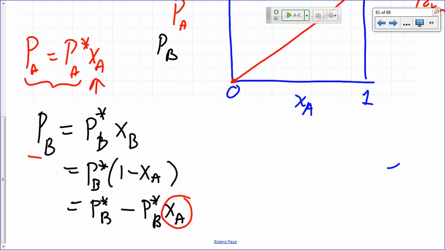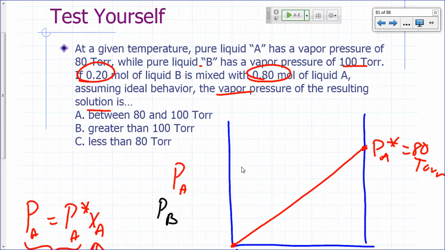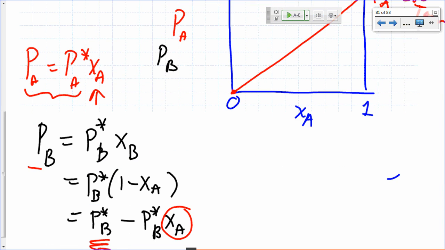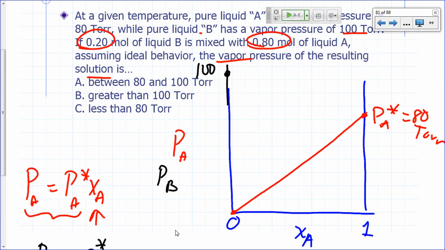So when XA is 0, what is my partial pressure of B? It's just P star B, right? And what is P star B? It's 100. So when XA is 0, it's going to be 100. That's PB. And when it's pure A, when XA is 1, what is P star B minus P star B XA? It's going to be 0, right? So if you were to plot the partial pressure of B versus mole fraction of A, it's going to look like this. It's going to be a straight line.